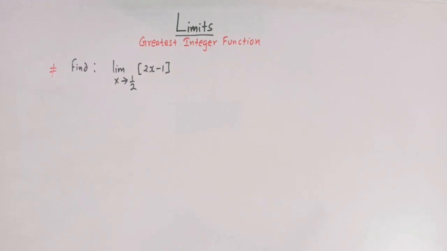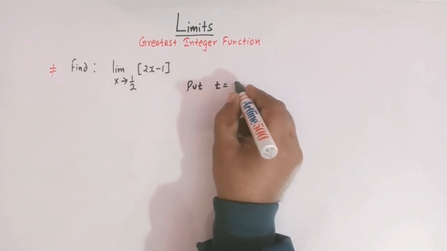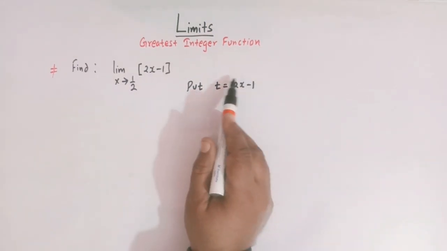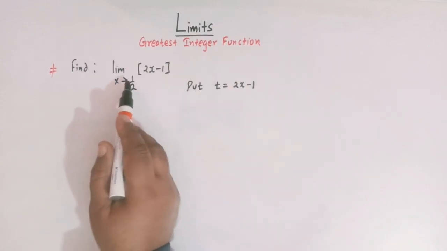We can solve this problem by two methods, but in this lecture we will discuss only the first method, which is the method of substitution. Let us first take t equal to 2x minus 1. We are making this substitution, that is t equals 2x minus 1, and x tends to half.